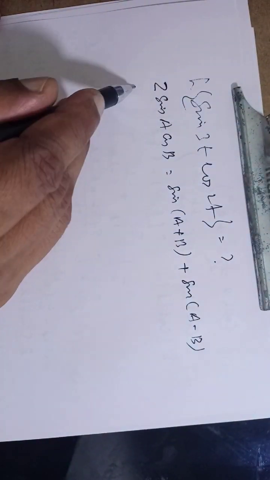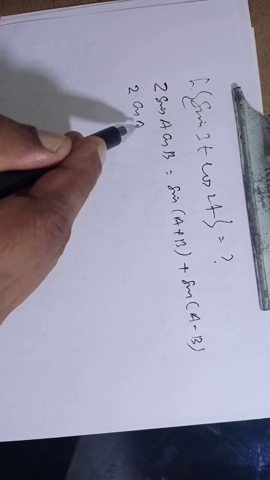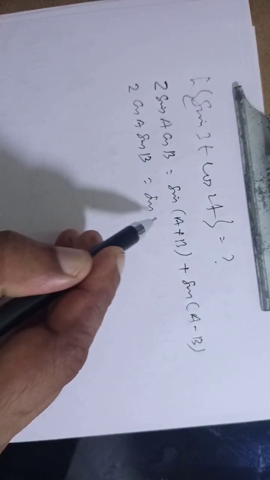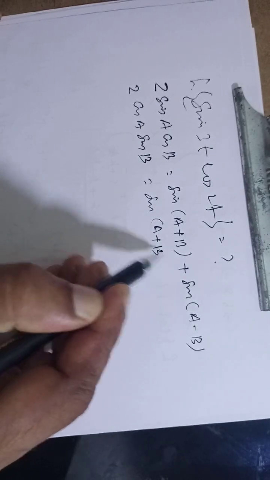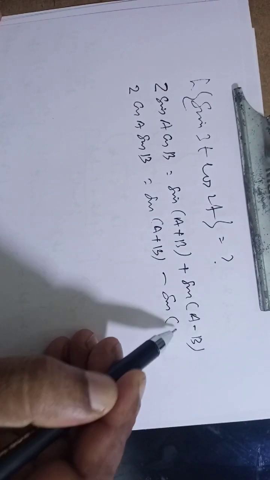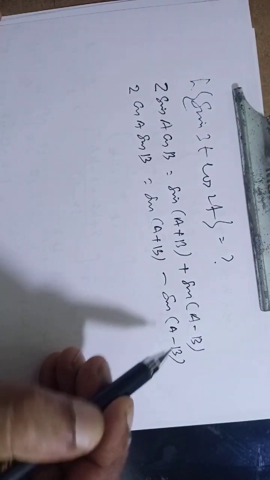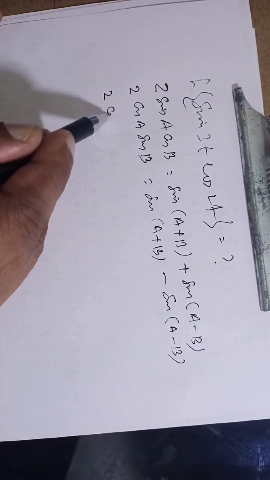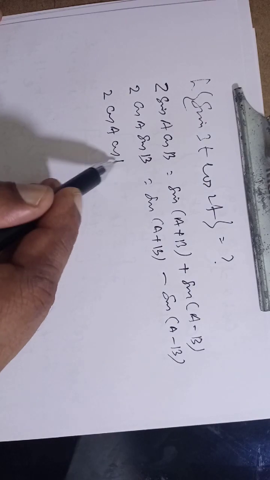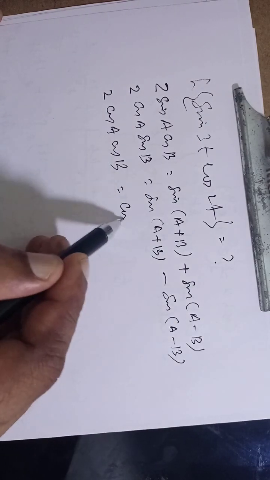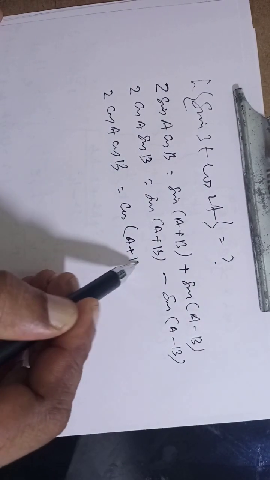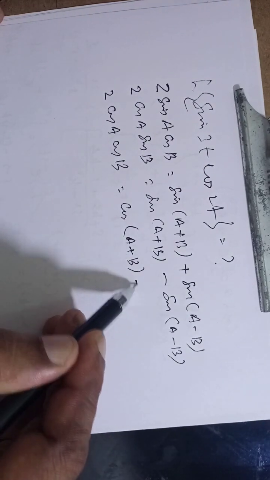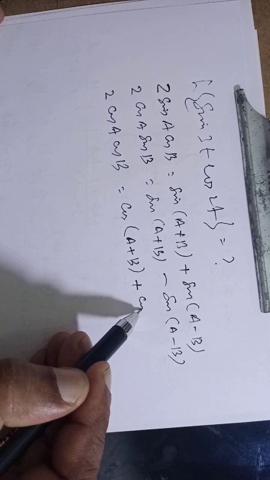If it is cos A sin B, then you can use sin A plus B minus sin A minus B. Sin A cos B, cos A sin B. Or it can be 2 cos A cos B. Then it is the cos formula, cos A plus B plus cos A minus B.